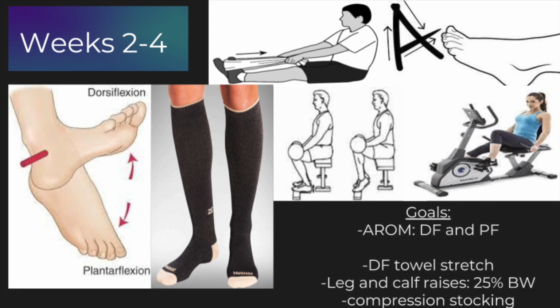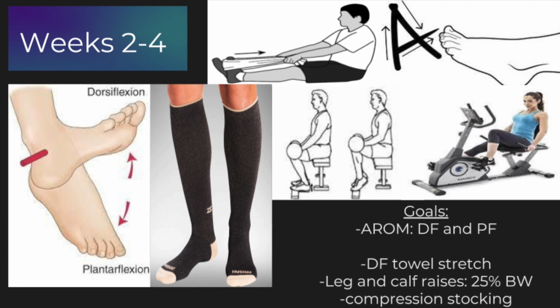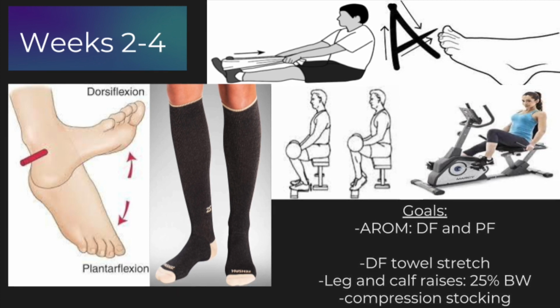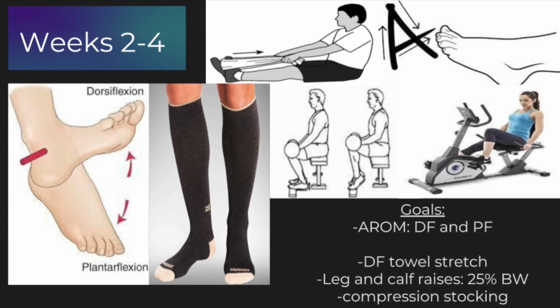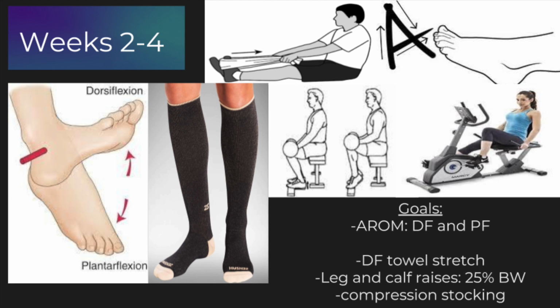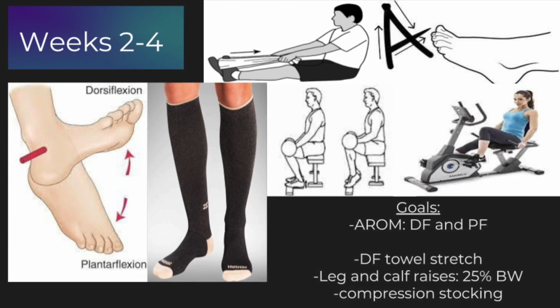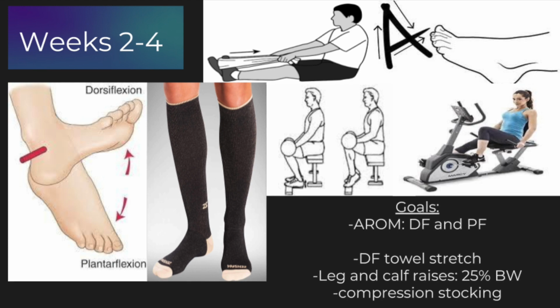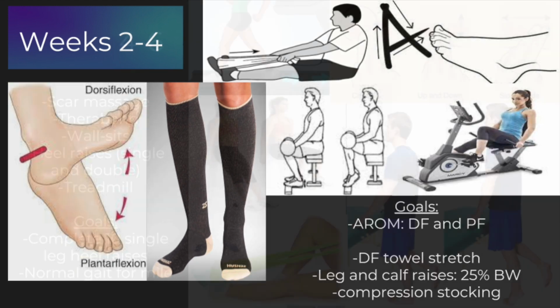Weeks 2 through 4, the patient will no longer need crutches and will progress to weight bearing as tolerated. The goal for this phase is to get the patient comfortable with dorsiflexion and plantar flexion with active range of motion within normal limits. The patient should do gentle dorsiflexion stretches with a towel, as well as ABCs, towel crunches, pain-free leg and calf raises with 25% body weight, and should ride a stationary bike with no resistance. If swelling is persistent, a compression stocking is advised with continuation of ice as needed.